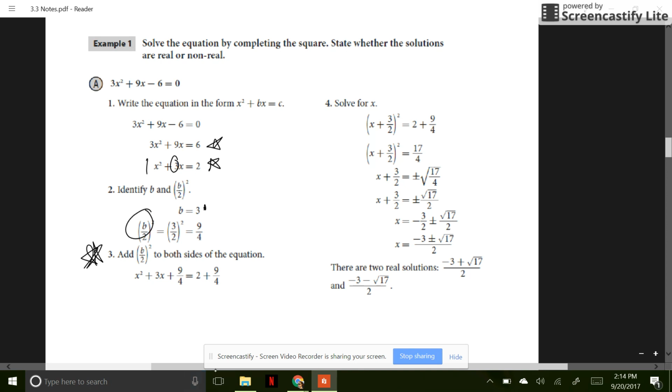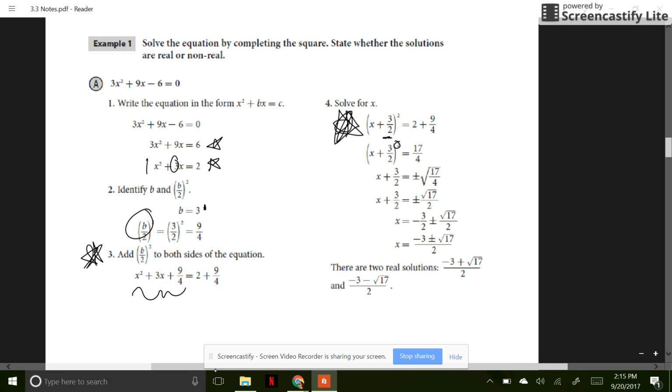Once you've added it to both sides, the way we created this, we set it up so that we would have a perfect square over here. So that b over 2 portion is what's inside of our perfect square. Here they added the 9 over 4 plus 2 to get 17 over 4. We've isolated the squared portion here, so now we can take the square root. So x plus 3 over 2 equals plus or minus square root 17 over 4.